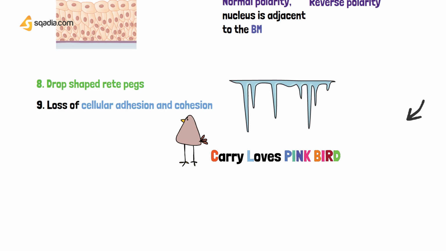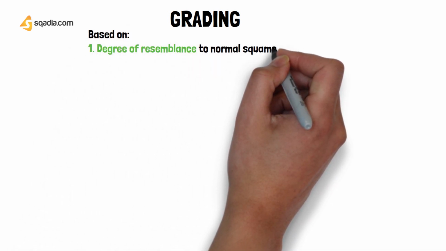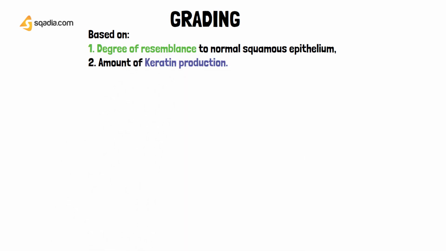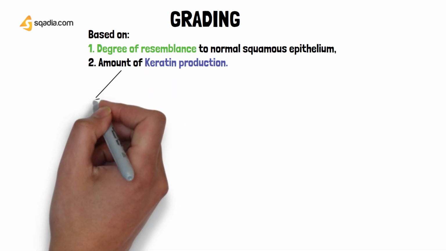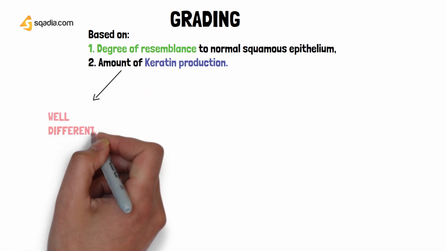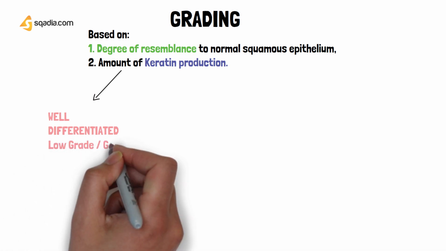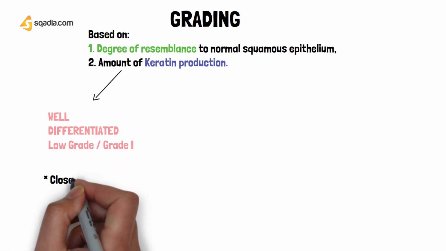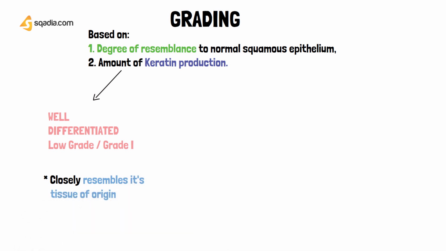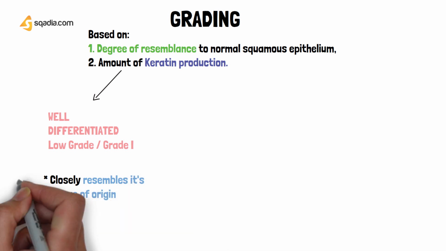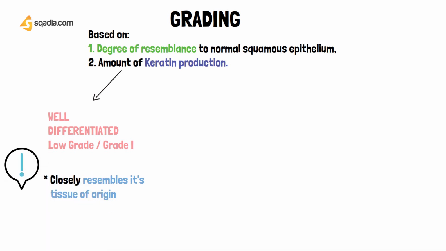Now we're going to see how the squamous cell carcinoma is graded. Basically, grading is based on the degree of resemblance to the normal squamous epithelium and also the amount of keratin production. It is divided into 3 grades: grade 1, 2, and 3. Grade 1 or low grade is a well-differentiated carcinoma. This means that it closely resembles the original tissue, meaning the squamous epithelium. So it is going to be difficult to identify if this is a normal epithelium or if neoplastic changes have already occurred. This kind of tumor metastasizes very slowly.